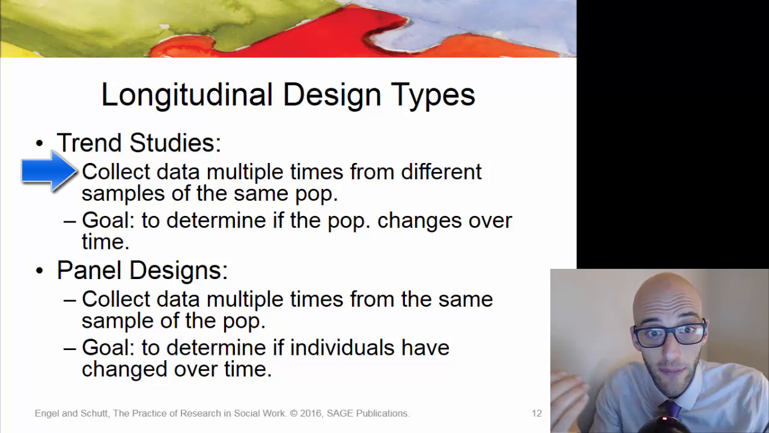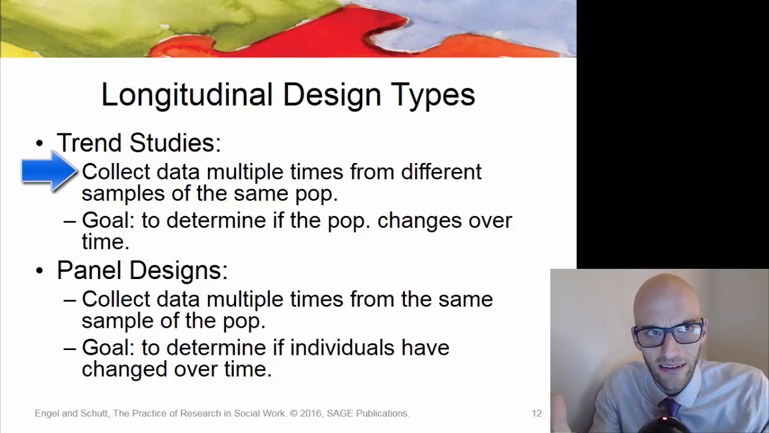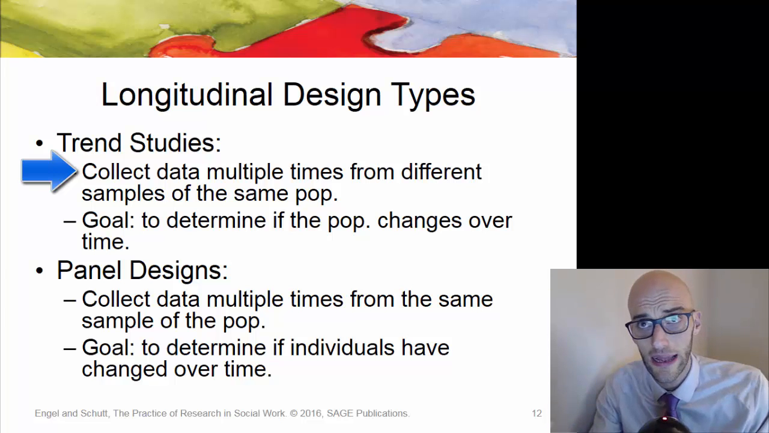So in a trend study, we want to collect data from multiple times from different samples of the same population to determine if the population has changed over time. So right now I see so many studies about millennials, trend studies about how that population is changing and what they like and what they don't like and their behaviors throughout time. So that's a good example of trend studies.